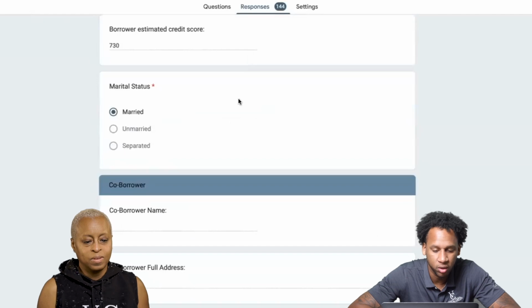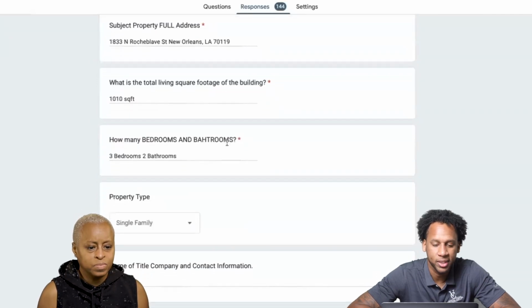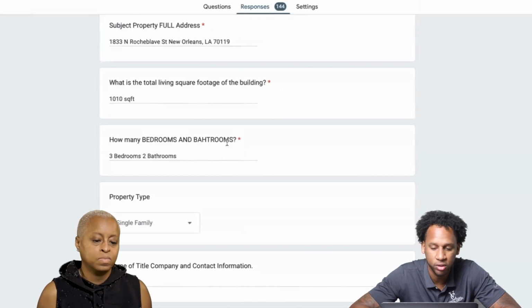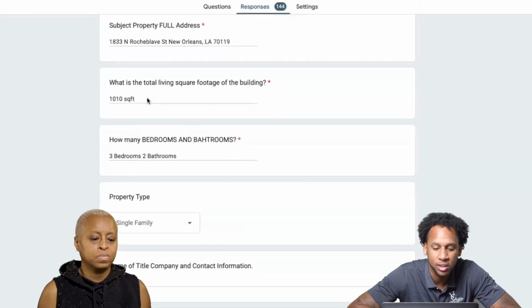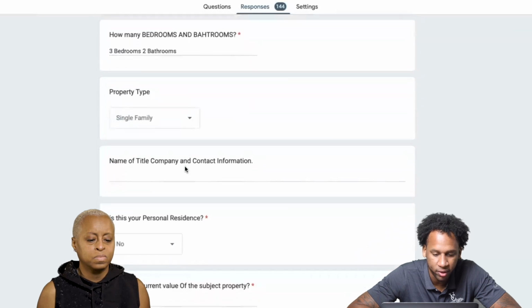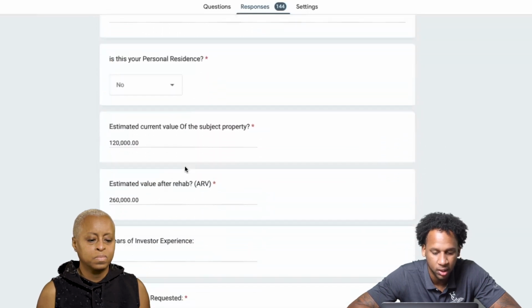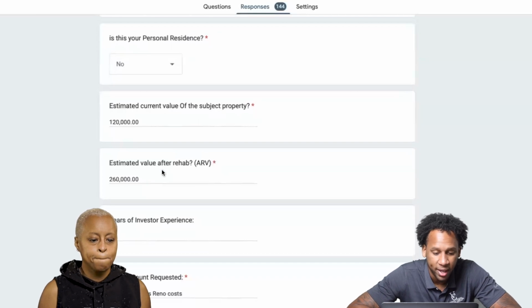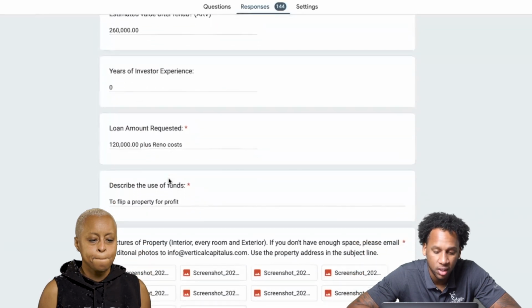Borrower estimated credit score is 730. The subject property is 1833 North Russia Street, New Orleans, Louisiana, 70119. And the total living square footage is 1,010 square feet, 3 bedrooms, 2 bathrooms, single family property. Estimated current value of the subject property, 120,000. Estimated value after rehab, 260,000. Loan amount requested, 120,000 plus rental costs.